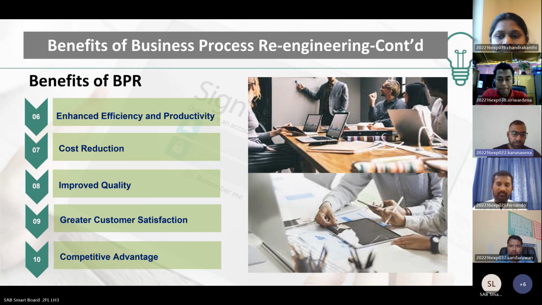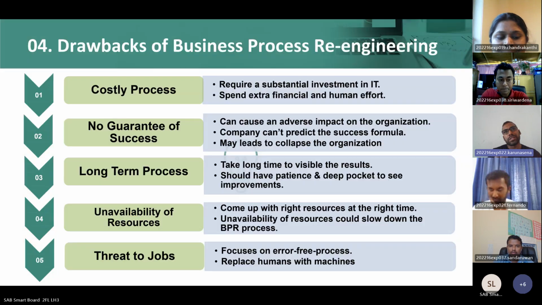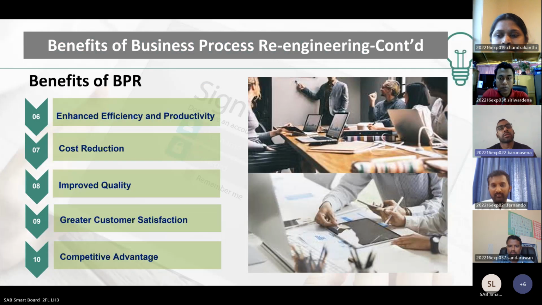As an example of BPR in today's business world, Amazon. Amazon is an online retail giant. So they embrace new technology. They apply BPR to their company. So finally they succeed. So those are the main points I want to highlight under benefits of BPR. To continue the remaining part, I would like to invite Chandrakanti. Chandrakanti, over to you. Thank you, Janaka.